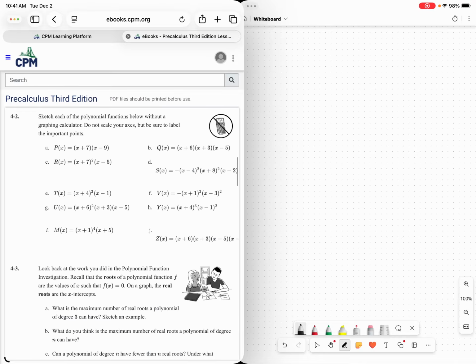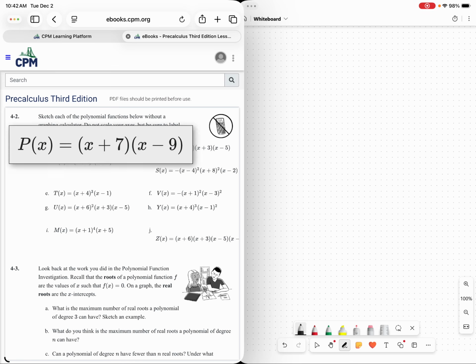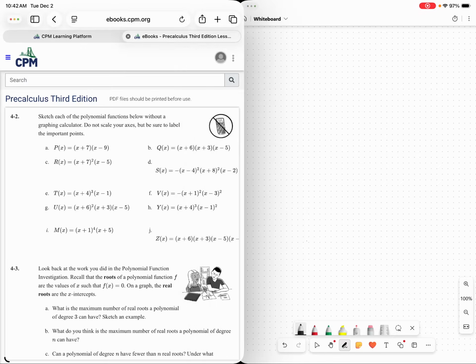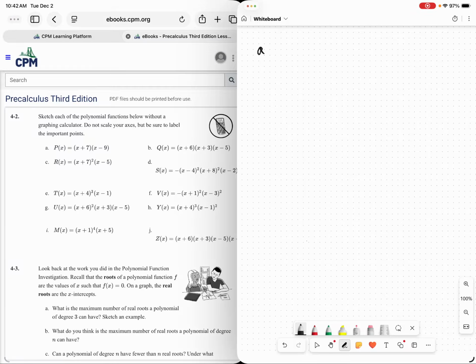So let's just look at this first graph here. Sketch the polynomial functions without a calculator. If you look at this first function, you have x plus 7 and x minus 9. Looking at degree, because this is in factored form and we're multiplying, we're talking about 1x and 1x, but if you multiply that, that's x squared. So in A, we have a squared graph, or second degree. That's our degree.